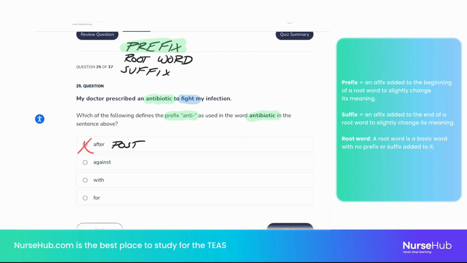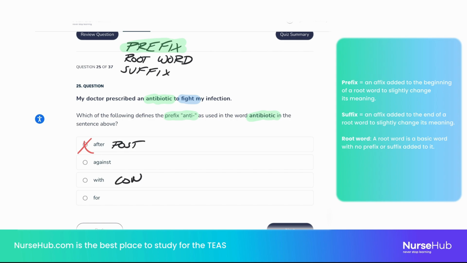Against, against, fight. We fight against things. Let's keep that one in mind. We won't touch that one for now. With, well, it's not working with the infection. It's fighting it.